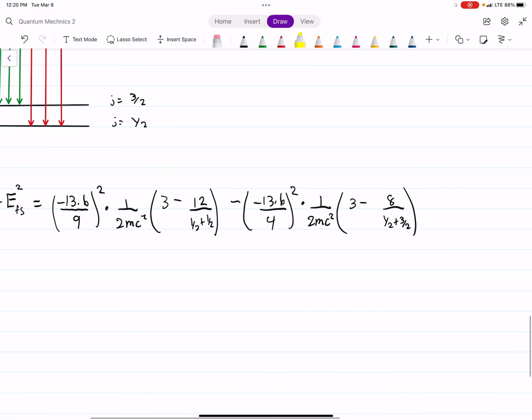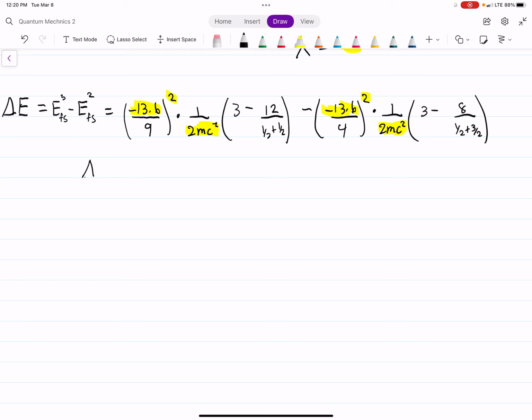And you can see this will get a little easier because every term is going to have this number squared in it. There's going to be a 2mc squared in it. So I'll just call that x equals that. So delta E equals x over 1 over 9 squared times 3 minus 12, so 9.